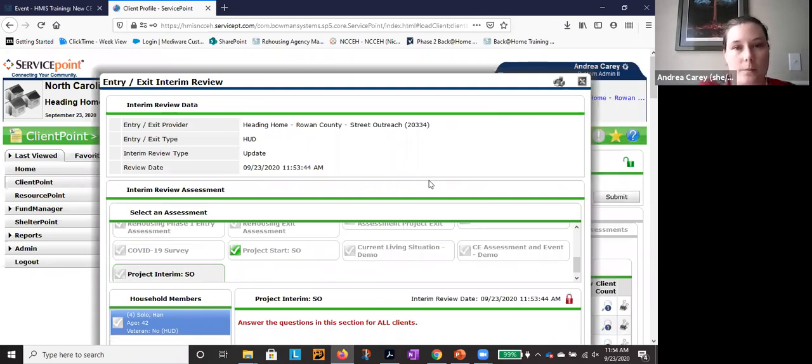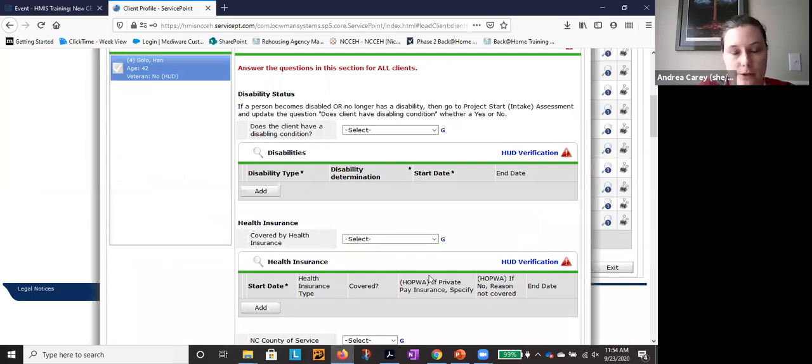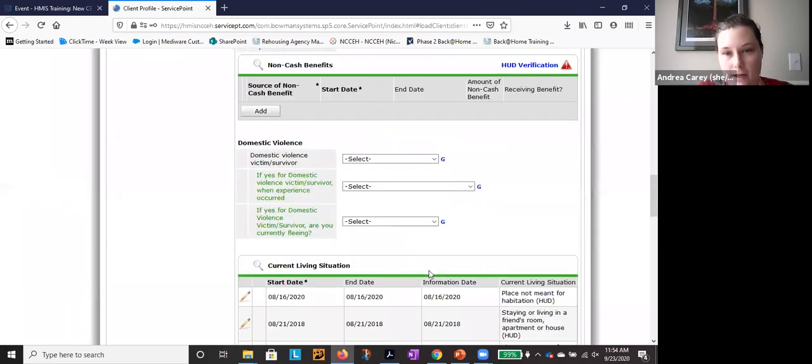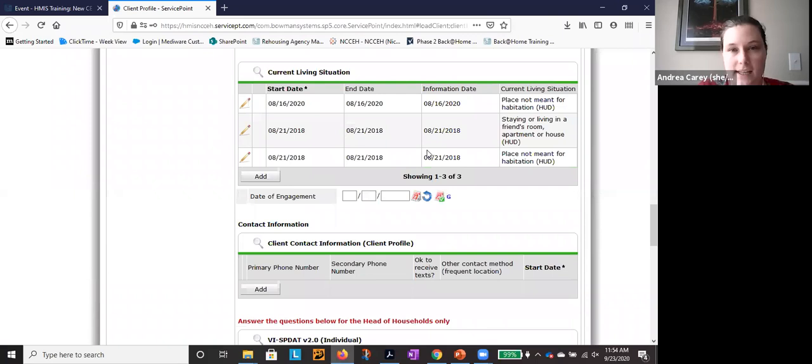Okay, so this is where you would update anything that changed. I'm going to scroll down. Current living situation is towards the bottom. Here we go. Again, it's a sub-assessment, so you can see that history. And to add a new response, you're going to just click that Add button.